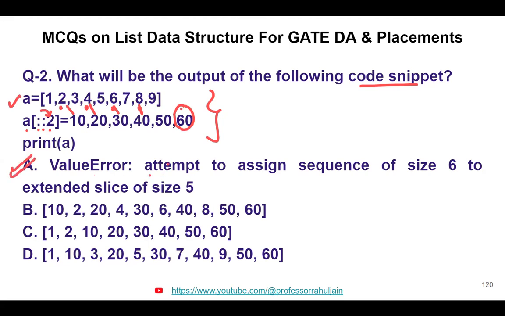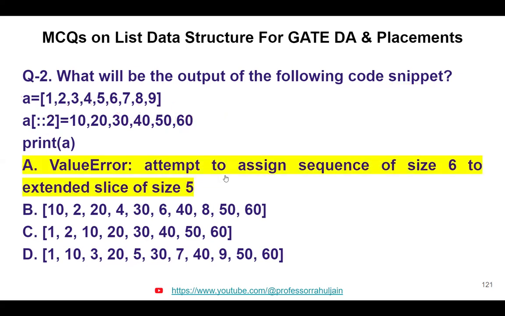That is the value error: attempt to assign sequence of size 6 to extended slice of size 5. Because I want to assign something after skipping the second element, but in slicing I am having only size 5 here, and here I am having a sequence of size 6 which I want to assign, so a value error will be there. Okay, so option A is the correct answer for this.